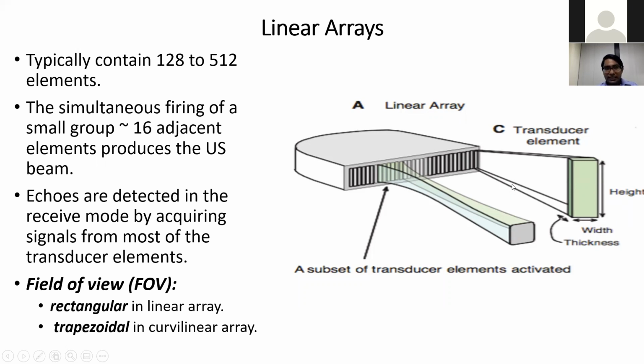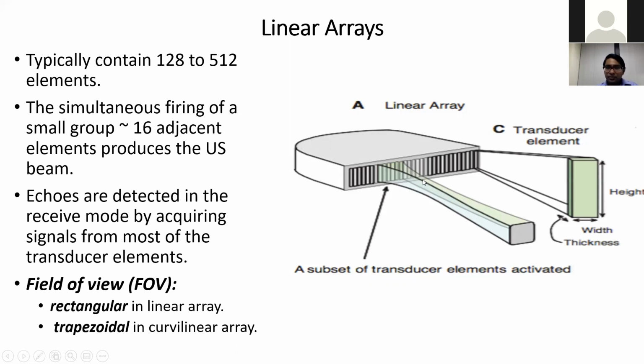But in linear arrays, the simultaneous firing of a small group of around 16 adjacent elements is used to produce an ultrasound beam. So for example, if I want to focus my ultrasound beam at this point, I would fire these 16 elements in such a targeted fashion that they all focus at this point. And that is done by creating electronic delays in firing of these elements. I'll talk about that a little later.